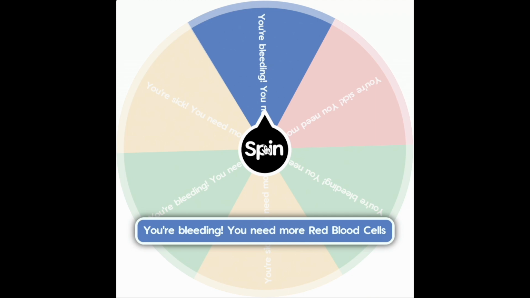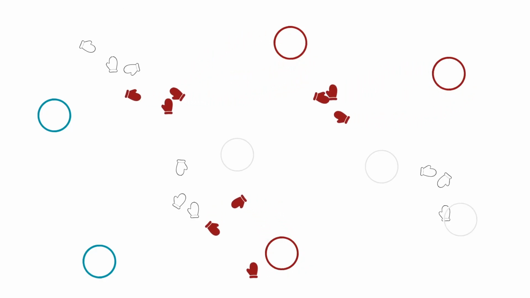On our second spin, the spinner told us that we're bleeding. Oh no! This means that ligands are being sent out to tell our blood stem cells to turn into more red blood cells. Let's see what happens. Looks like no red ligands were able to reach a stem cell, so we'll have to spin again.